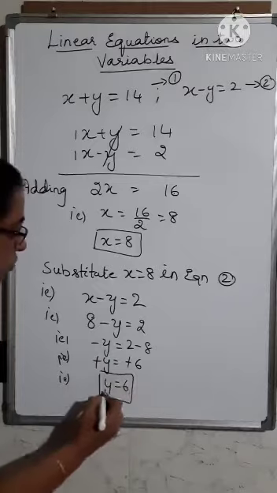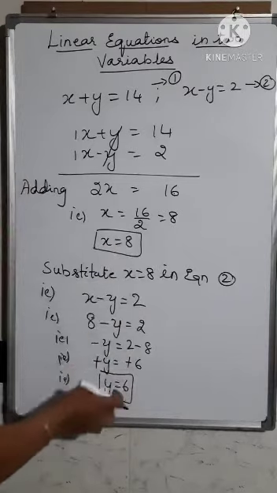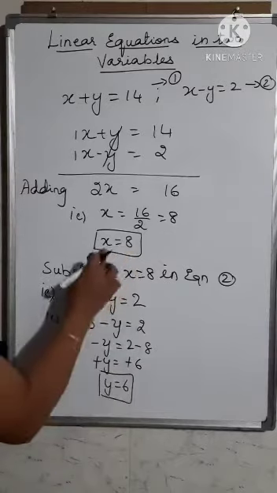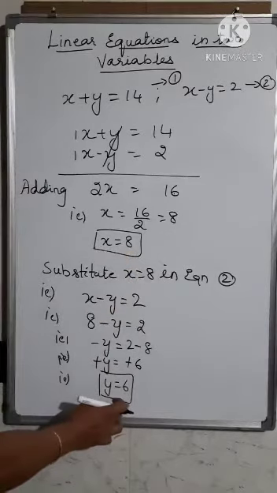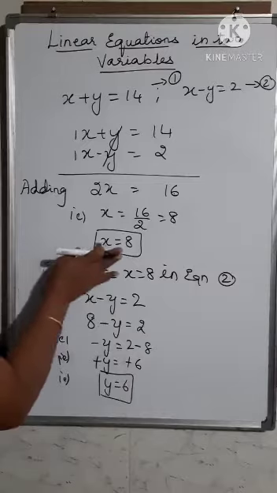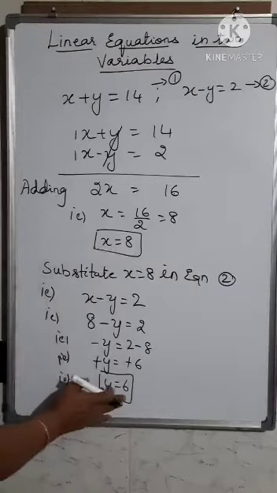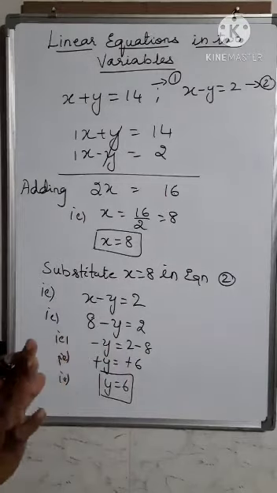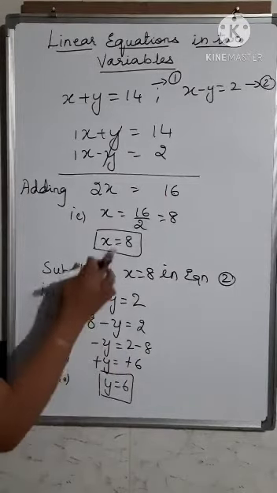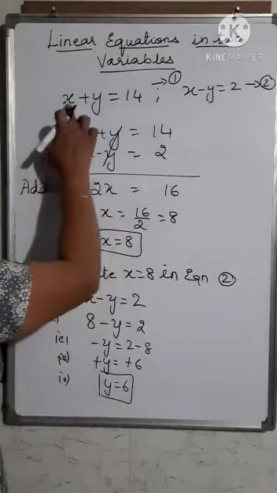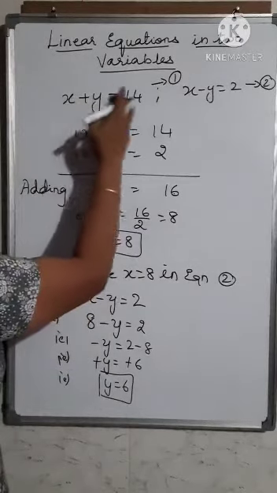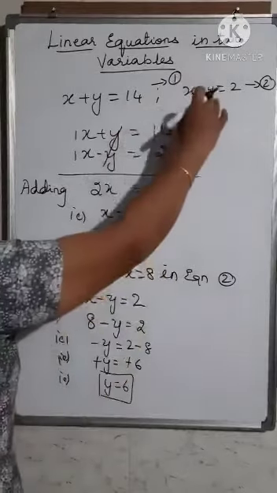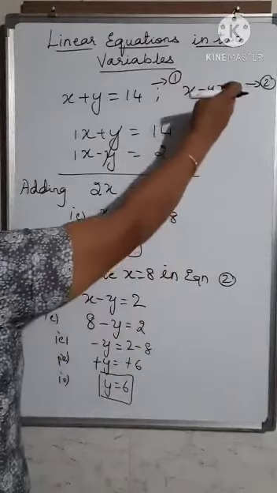So you got both the values of the variables x and y. So x is equal to 8 and y is equal to 6. This x is equal to 8 and y is equal to 6 is the solution of the equations. Now we'll just verify whether it is satisfying both the equations. For that, you have to substitute the x and y values here and check whether it is equal to 14. The same x and y values substitute in the second equation and check whether it is equal to 2.